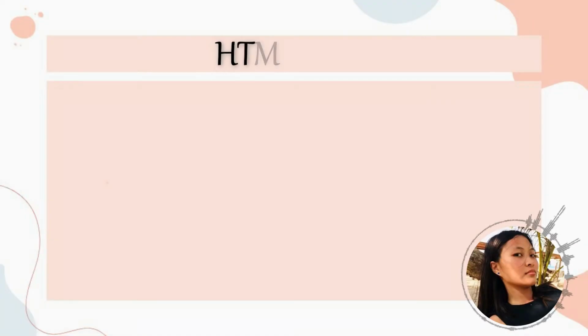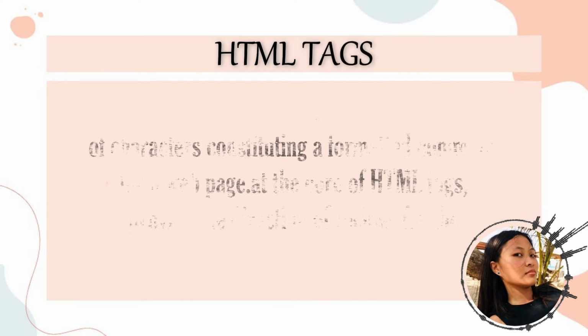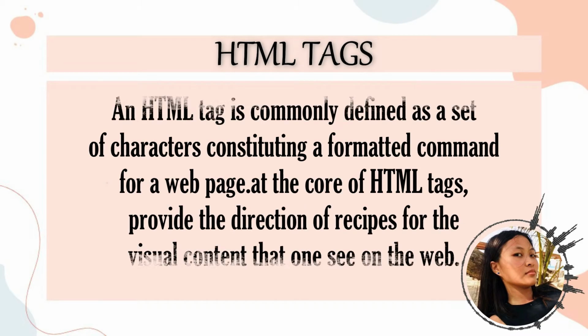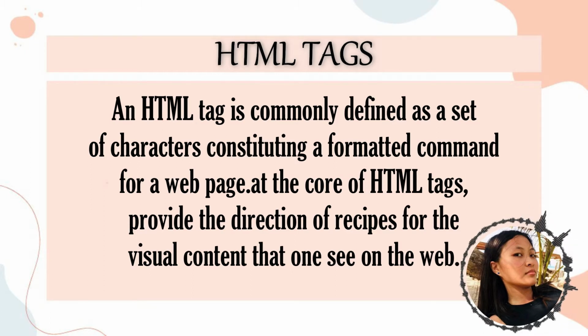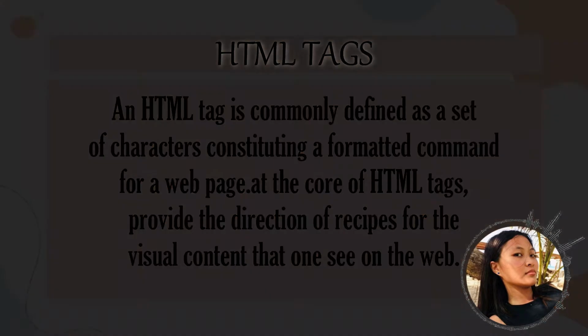So today we're going to talk about HTML tags. So what's an HTML tag? An HTML tag is commonly defined as a set of characters constituting a formatted command for a web page. At the core of HTML tags, they provide directions or recipes for the visual content that we see on the web. Take note that the following HTML tags will be elaborated in alphabetical order.